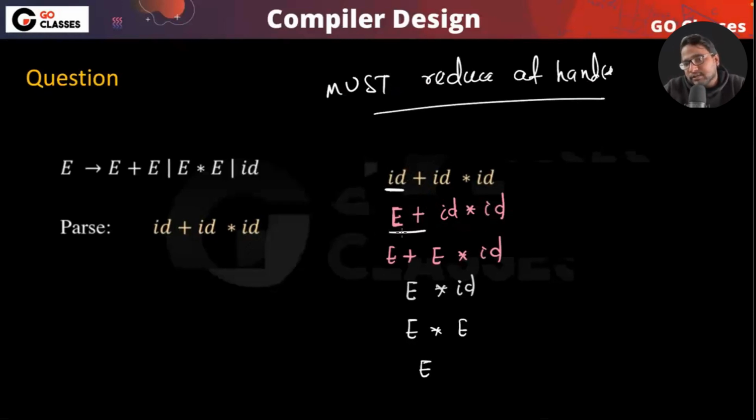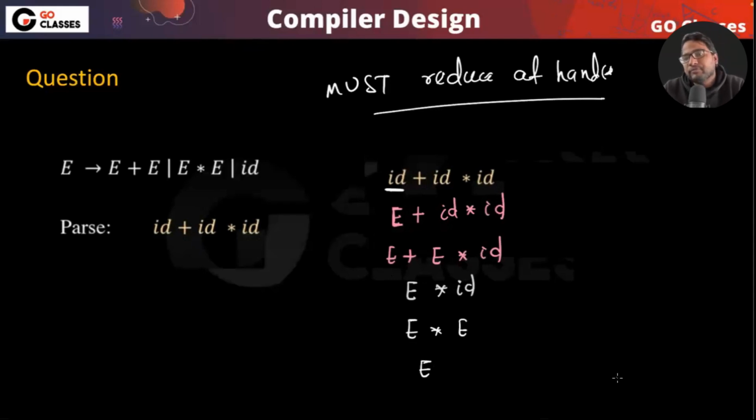Now you will consume E plus. Is this E plus a handle? Or maybe just plus is a handle? No, right? So since it is not, you will go further and then you will read this ID. Is this ID a handle? Yeah, I can reduce it. Then is this E plus a handle? And then so on, right? You might be doing something like this.